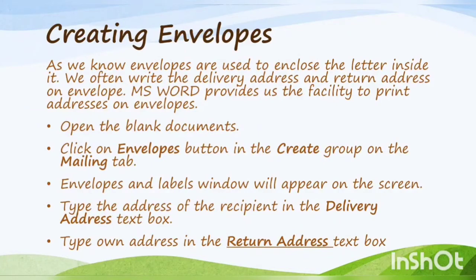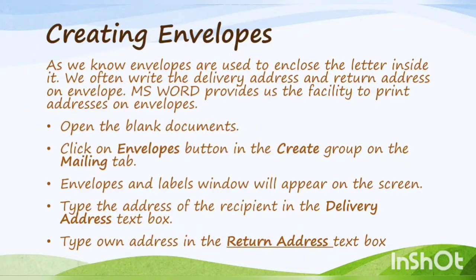The details which you mention on the envelope are the delivery address and the return address. Delivery address is nothing but the address of the person to whom we are sending, and return address is our own address, so that if in case the letter is not delivered to that particular person or that particular location, then it will get returned back to us. So MS Word provides us the facility to print this address on envelopes.